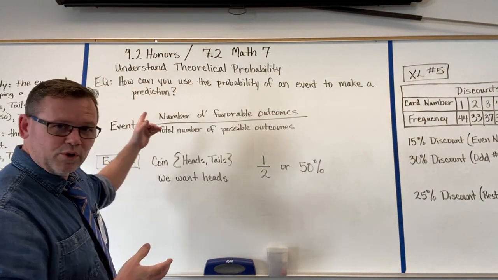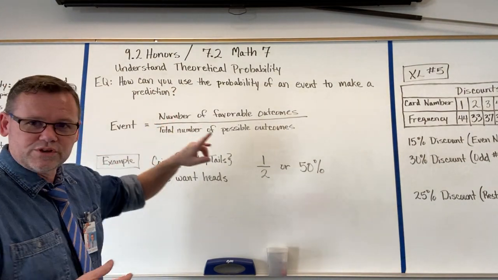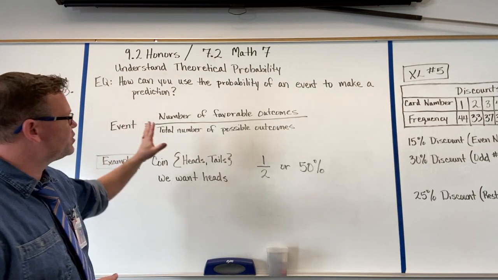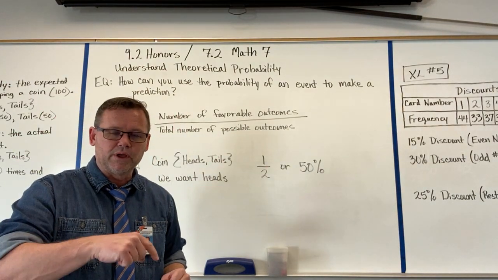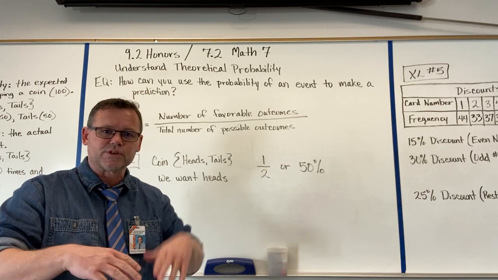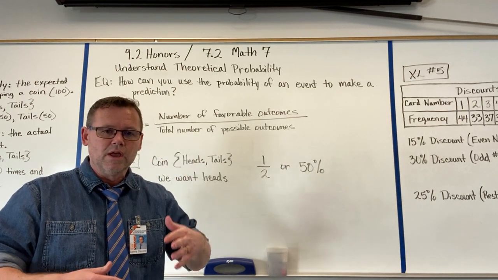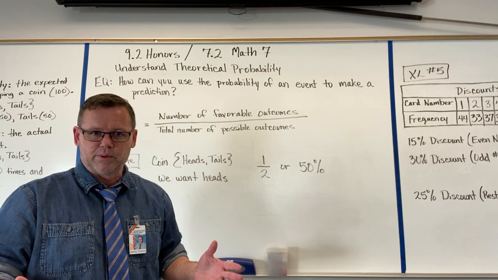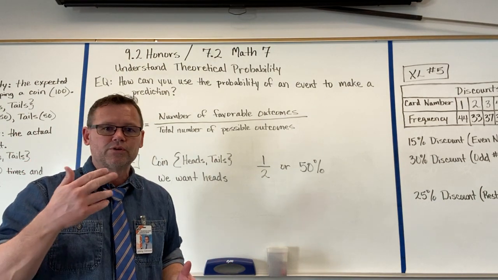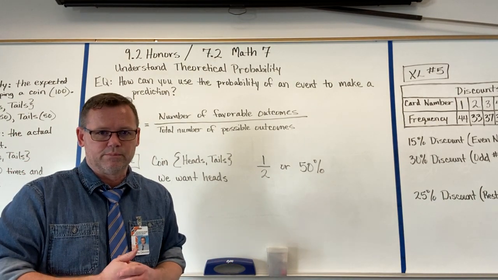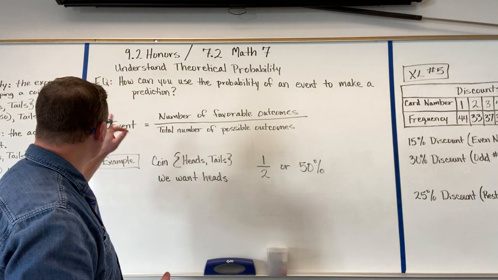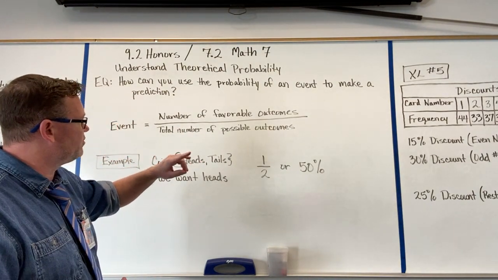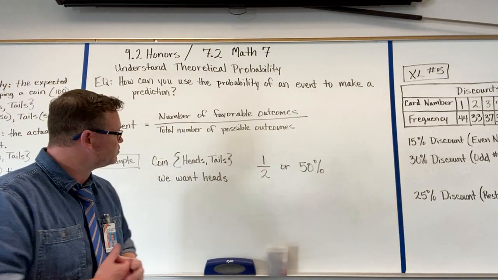This is 9.2 honors and 7.2 math 7, and we're understanding theoretical probability. Theoretical probability will be in this lesson, and then the next lesson, lesson 3, will be experimental probability. I'm going to define both of those here so you can compare and contrast them. All right? So our essential question is, how can you use the probability of an event to make a prediction?